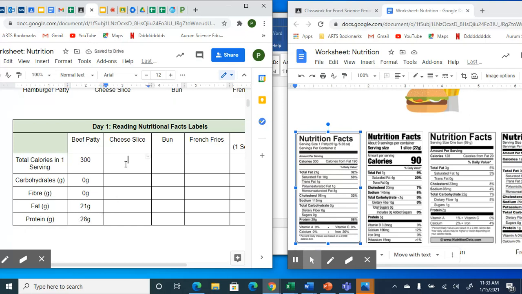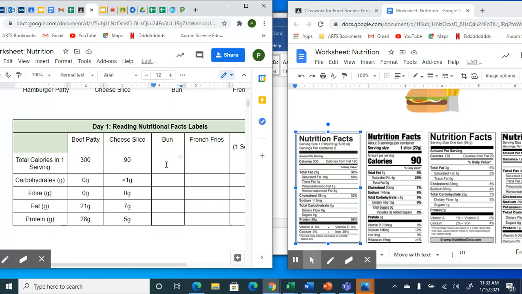Now, the cheese slice. Check the serving size. One slice is 90 calories. Carbohydrates is less than 1 gram. Fiber. Dietary fiber is 0 grams. Fat, saturated total fat, 7 grams. And protein is 5 grams. Get it? See how easy this is?